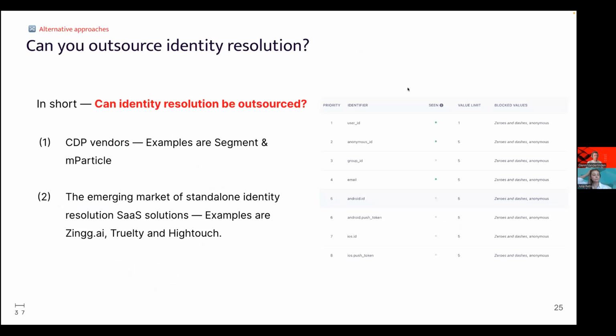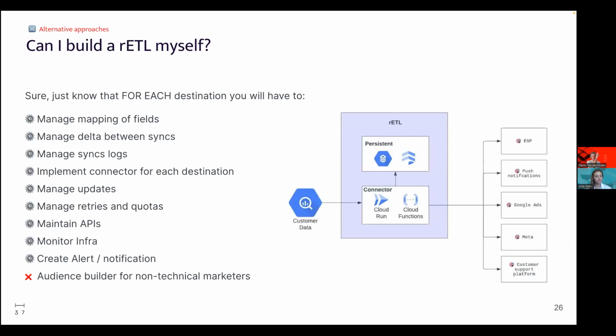Can you outsource identity resolution? Obviously you can. More and more you could buy standalone solutions. You could just use Segment or mParticle or any packaged CDP and actually use only the identity resolution piece. But more and more what we see is that there's standalone solutions going to market. Examples are Zing.ai, Trualty, and even HighTouch recently released Identity Merge on top of the data warehouse, which you basically can buy and leverage in order to build identity resolution on top of your existing data set rather than trying to go through a bunch of hoops and headaches in order to build it yourself like originally we tried.